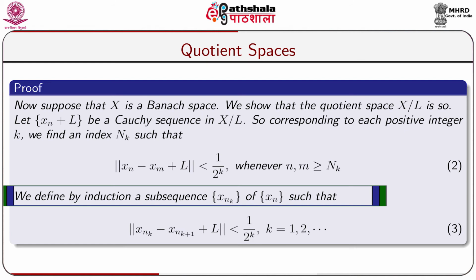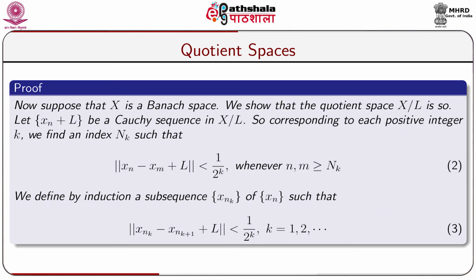Now, we define by induction a subsequence xnk of xn such that norm of xnk minus xnk plus 1 plus L is strictly less than 1 by 2 to the power k, where k equals 1, 2 and so on, xn belonging to capital X.